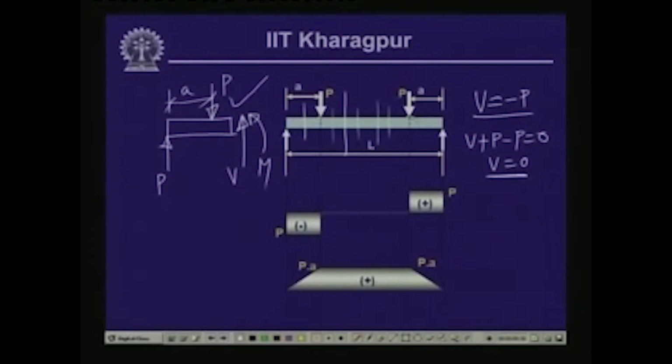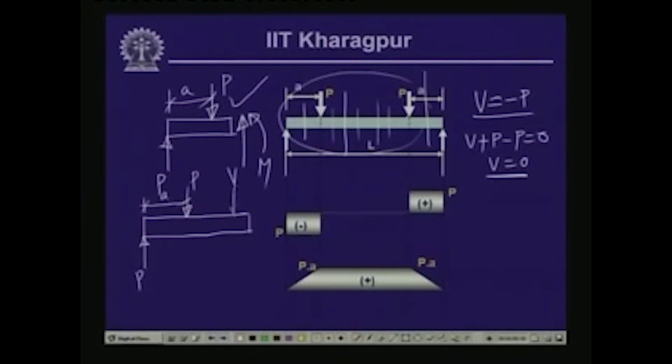Now if we take segment 3 and cut it here and take the free body of the left part, then this is the free body diagram. We have the reactive force P here, we have the applied load P at a distance of A, and we have another applied load. The total length is L, this is A, this is A, so this is L minus twice A.